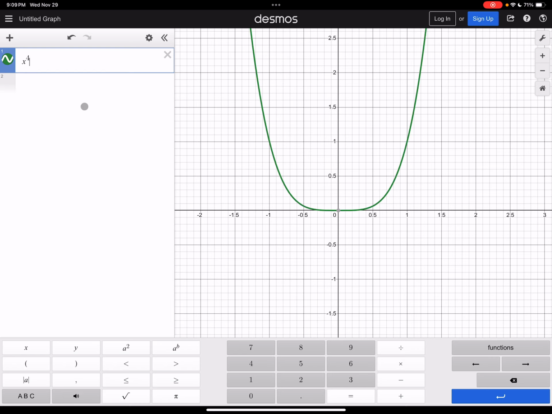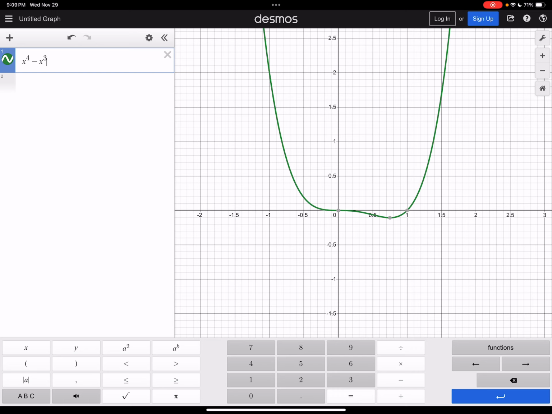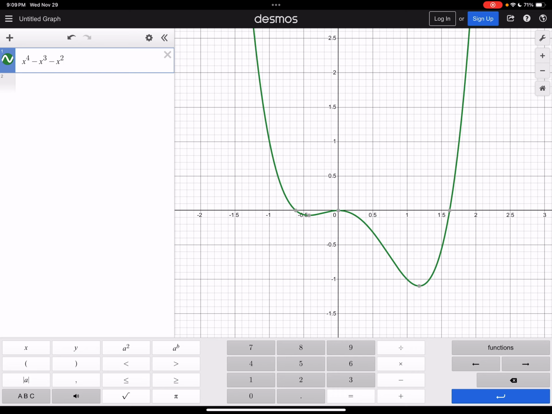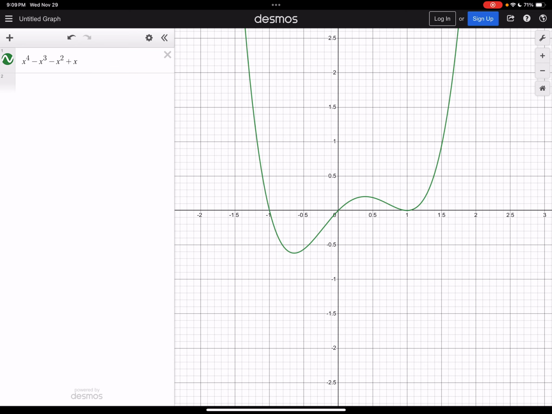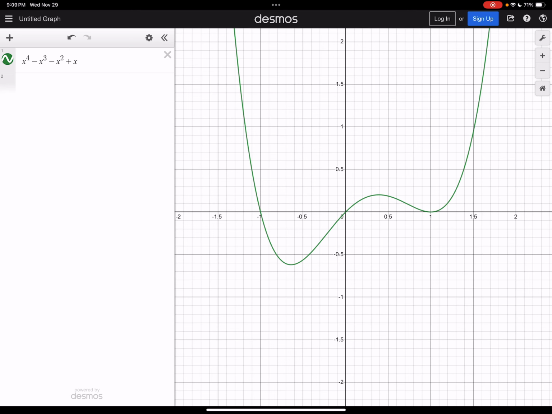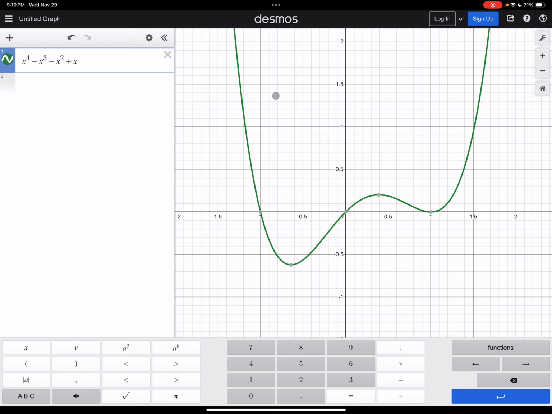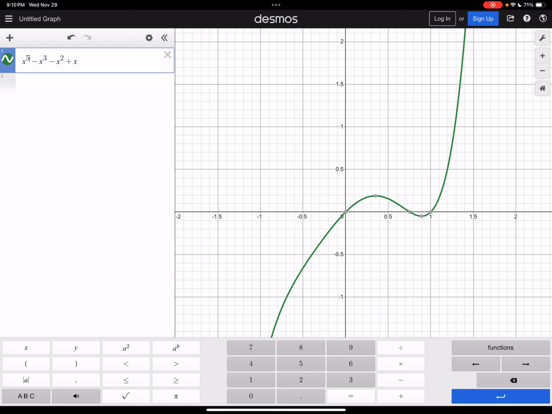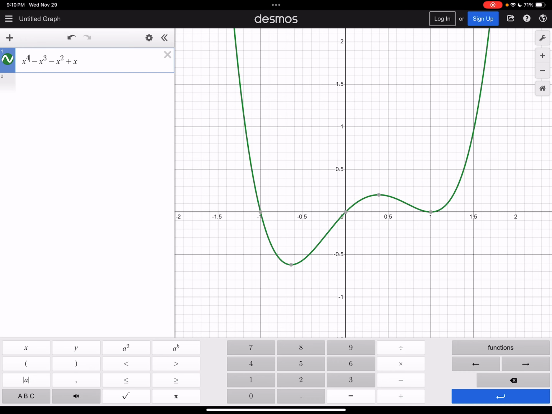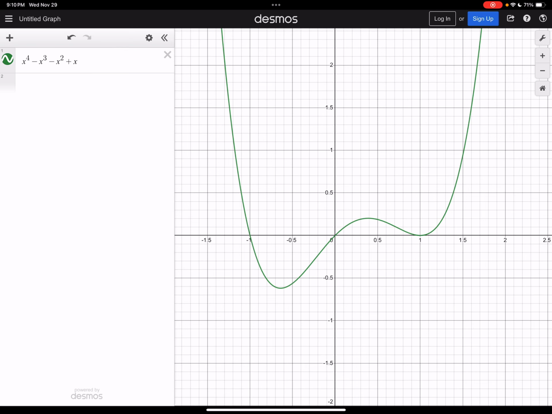I'm going to make x to the 4th minus x cubed minus x squared plus x. Okay? And so I've just made this polynomial. I want you to pay attention to two things. The first is the degree. You'll notice that I set the degree of this polynomial to be 4 because 4 is the highest exponent. Of course, I could change it to 5. And as I change the degree, I want you to observe what happens to the end behavior.